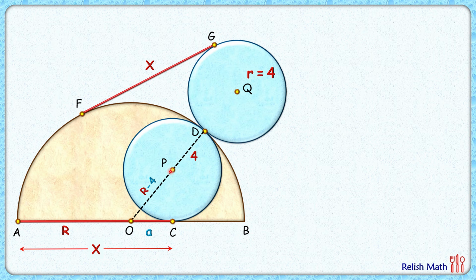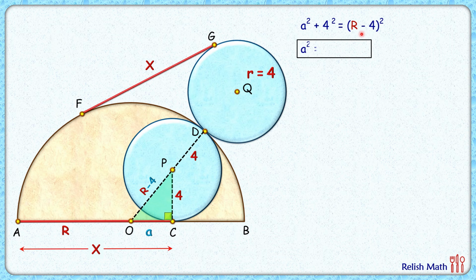Now from point P, if we draw radius PC, we know that the radius is perpendicular to the tangent, so this angle will be 90 degrees. And PC length is the radius of the blue circle, which is 4 centimeter. Now in this right angle triangle, applying Pythagoras theorem, we get a square plus 4 square is (r minus 4) square. Opening the bracket and simplifying it, we get a relation between a and r.